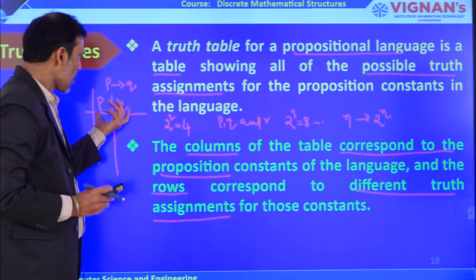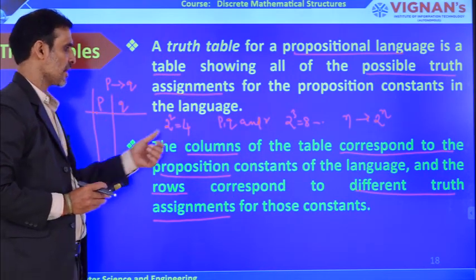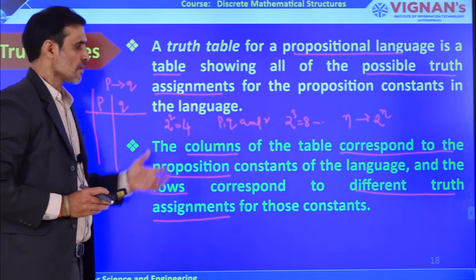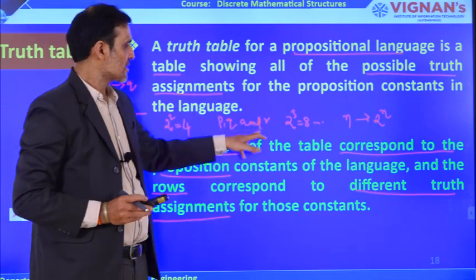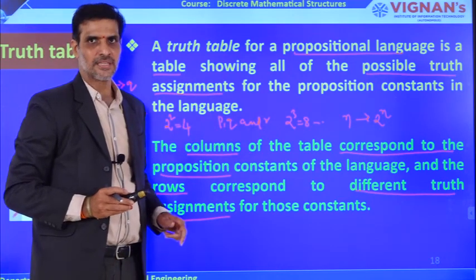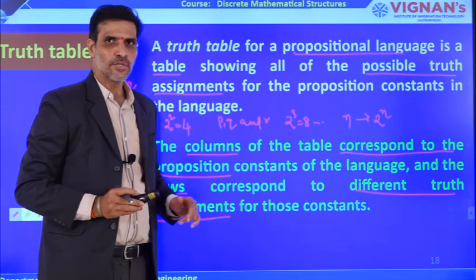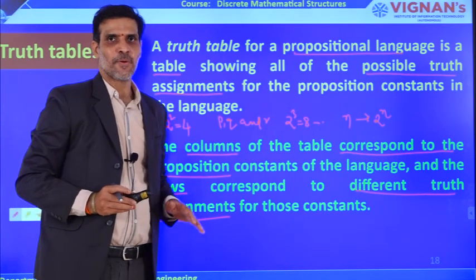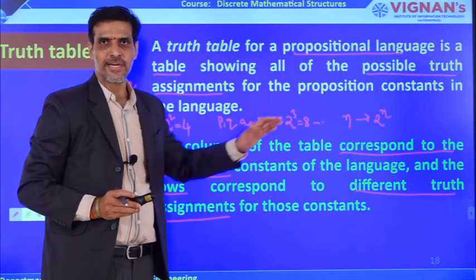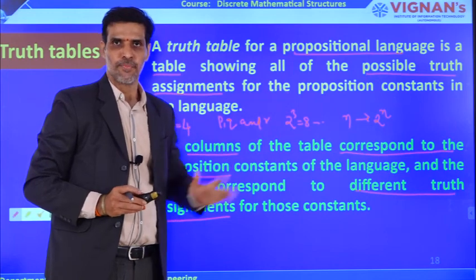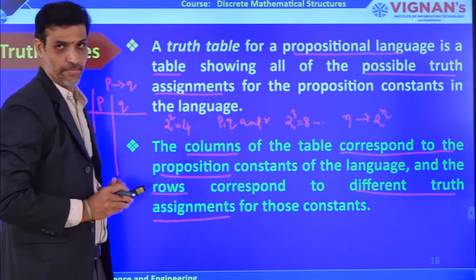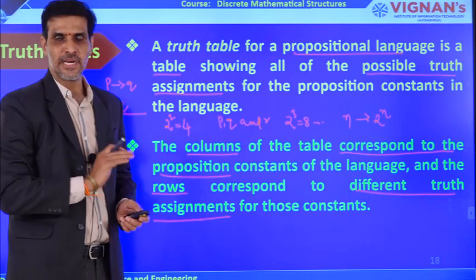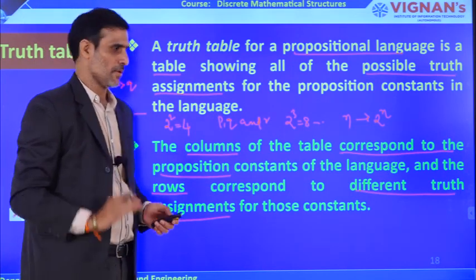If there are two propositional constants, you will get 4 rows of truth values. If there are three propositional constants, you will get 8 rows. And if there are n propositional constants, you will get 2 to the power of n rows. This is very, very important. That is what is defined here. I hope it is clear now what a truth table is.